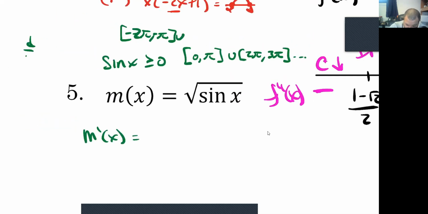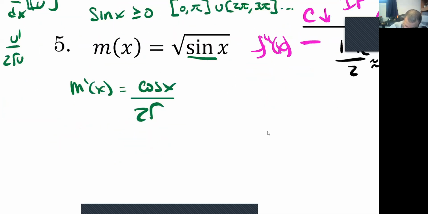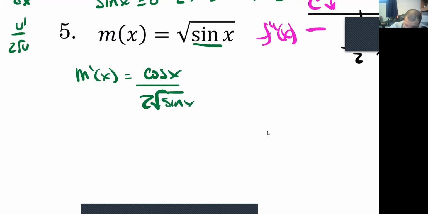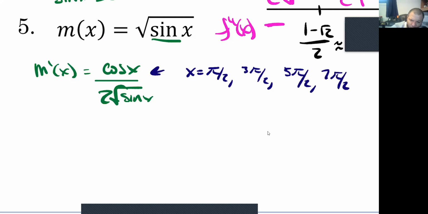We also know that the derivative of the square root of u is u prime over 2 rad u. So this is going to be u prime, the derivative of sine is cosine, over twice the square root of u, the square root of sine. All right, so we're going to get critical values whenever cosine is equal to 0. So cosine is equal to 0 at pi over 2. Cosine is also equal to 0 at 3 pi over 2, 5 pi over 2, 7 pi over 2, negative pi over 2, and so on.